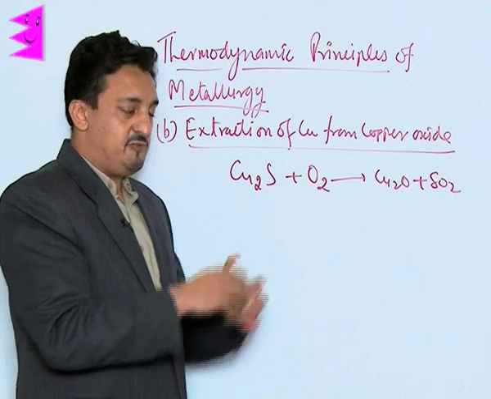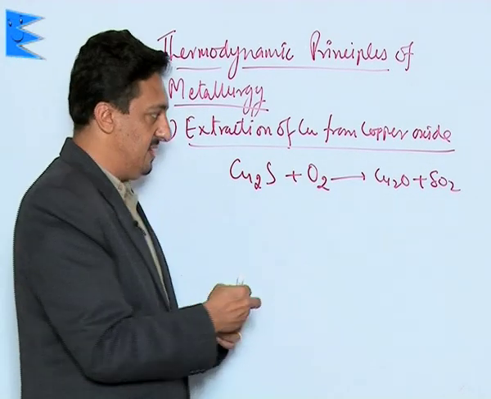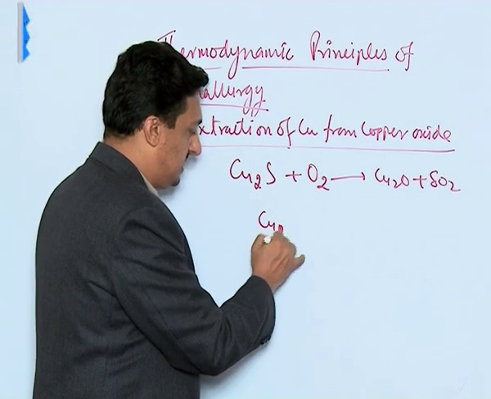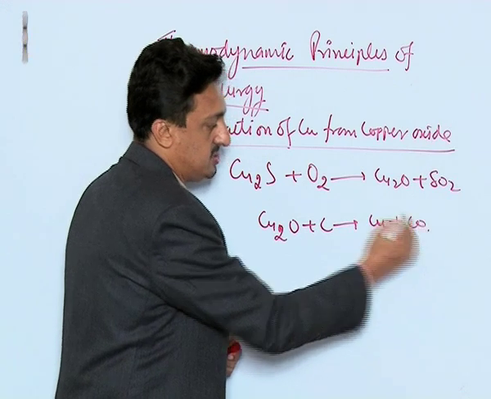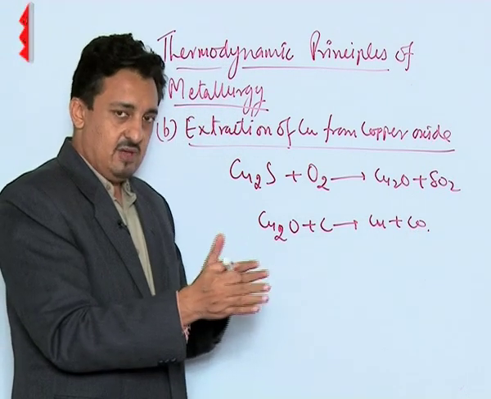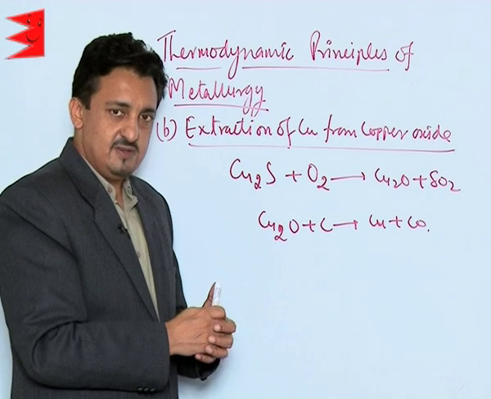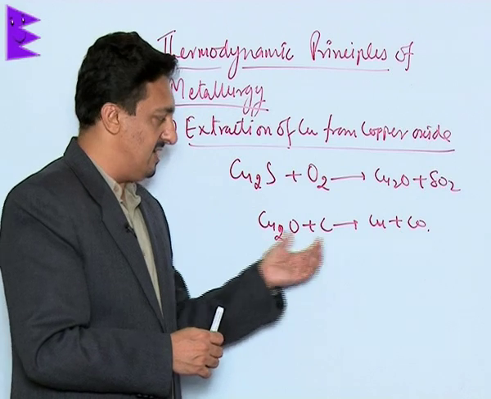Now thermodynamically, if we see the delta G naught values, what we find is that cuprous oxide can easily be reduced by using coke into crude copper and carbon monoxide, very easily at below an average temperature of 800 Kelvin. So thermodynamically, this process becomes very much feasible when it is done along with coke.